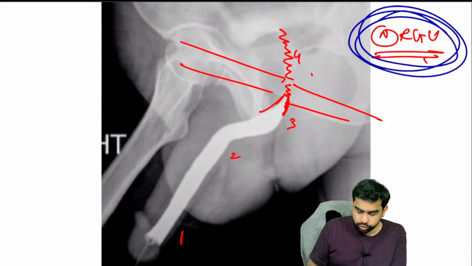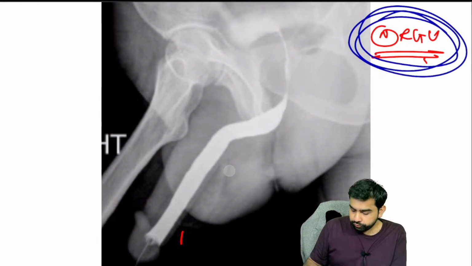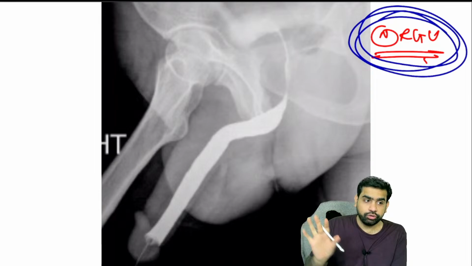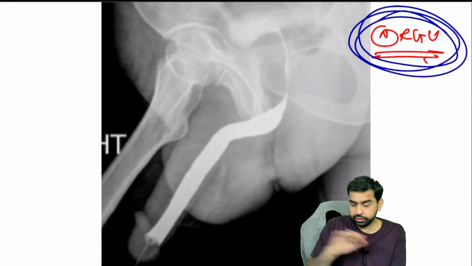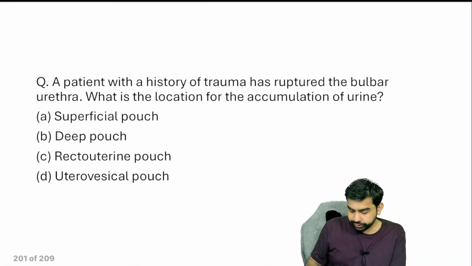Why am I showing you this image? Because it was shown to you a couple of years back, the image of a normal RGU. Do not get confused. This is not a stricture. This is the point where the bulbar urethra is entering into the urogenital diaphragm. I hope you're able to understand this particular point, guys.